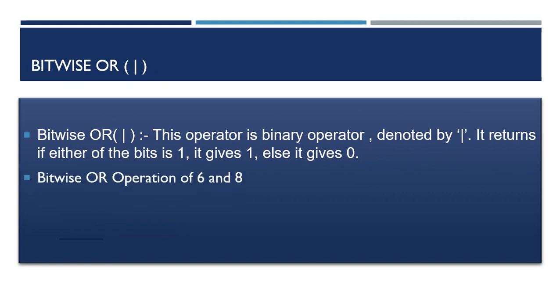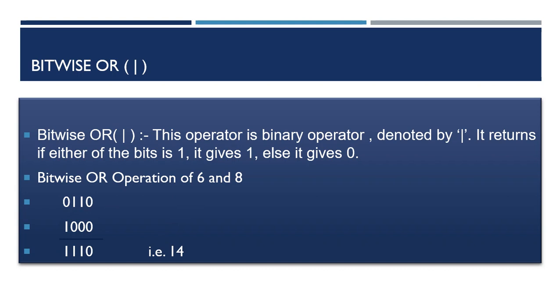Let's consider an example so it will be clear to all. We have two numbers, 6 and 8. First we need to convert them into binary. The binary number corresponding to 6 is 0110, and the binary number corresponding to 8 is 1000. After performing the OR operation, as I told you, if one of the two bits is 1, the answer is 1, otherwise 0.